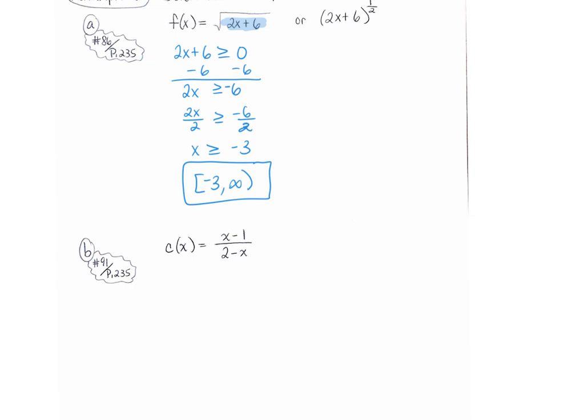So if we cannot divide by 0, that means this function makes sense for every number except for the number that makes this 0. So our implied domain here would be 2 minus x is not equal to 0. If we add x to both sides, x cannot be 2. So x can be every number except 2. How do we write that in interval notation?